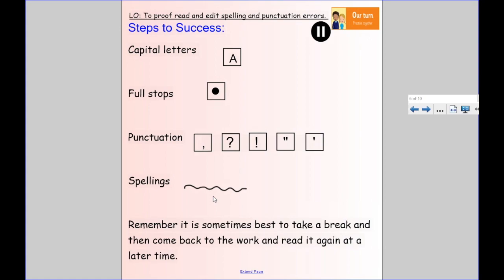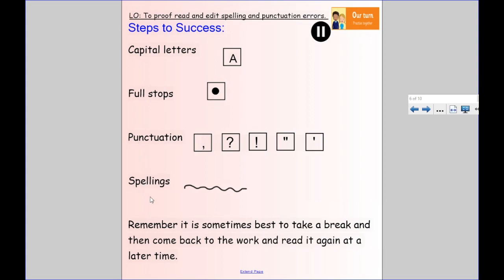Remember, when we're editing our work and we're proofreading, it's sometimes best to take a break and then come back to the work and read it again at a later time. Another really useful strategy is to break it down. So we might read our narrative the whole way through and only look for spellings first. We then might take a break and read it through next time for just capital letters and full stops. Then, after that, we might have another look and just look for different types of punctuation. So remember, you can break it down in lots of different ways.